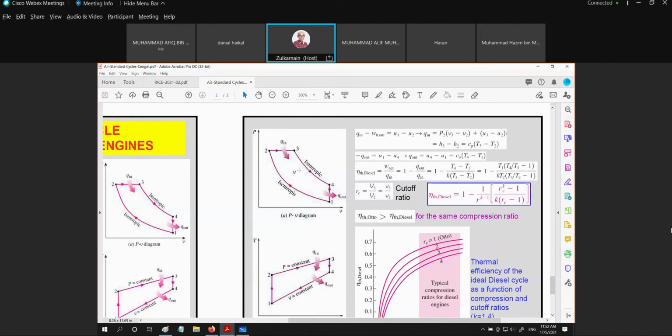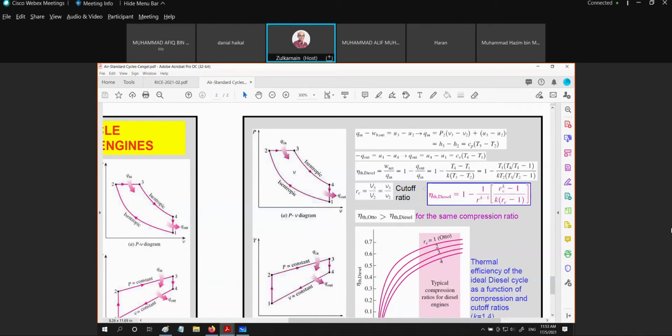We have another parameter apart from the compression ratio. We also have what is called the cut-off ratio. What is the cut-off ratio definition? The cut-off ratio is the ratio during the heat addition process. This is given as rc, representing the cut-off ratio, V3 divided by V2. This is also equivalent to the specific volume ratio, v3 over v2.